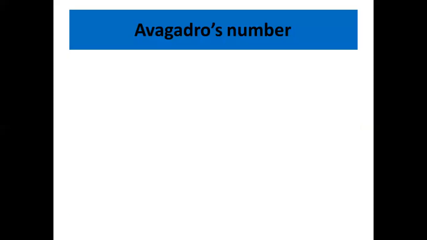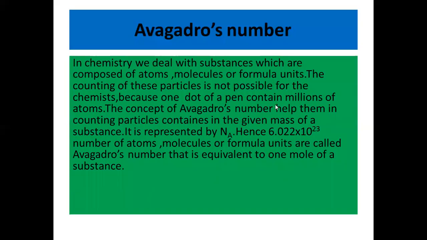Avogadro's number. In chemistry, we deal with substances which are made up of atoms, molecules, or formula units. The counting of these particles is not possible for the chemist because one dot of a pen contains millions of atoms in it. So how can we count them? The concept of Avogadro's number helps in counting particles contained in the given mass of a substance, and we represent Avogadro's number by capital N with a capital A as a subscript.